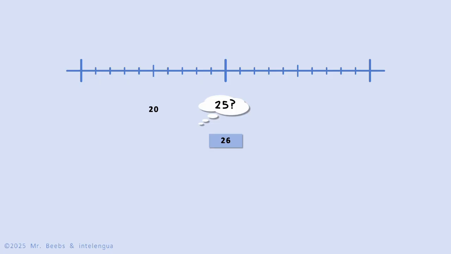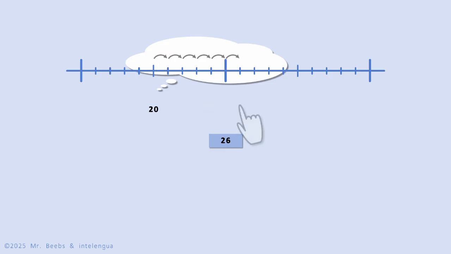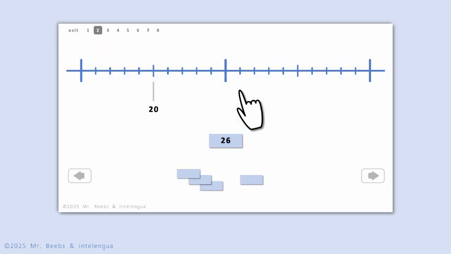Let's see if 25 even makes sense. Starting at 20, 21, 22, 23, 24, 25. Nice! And one more makes 26. Now, this is definitely a good guess. Let's try it. Well, it was worth a try. No problem. Let's just think about another logical guess.